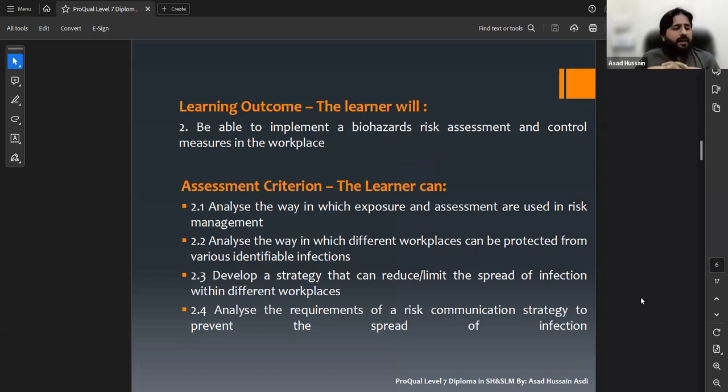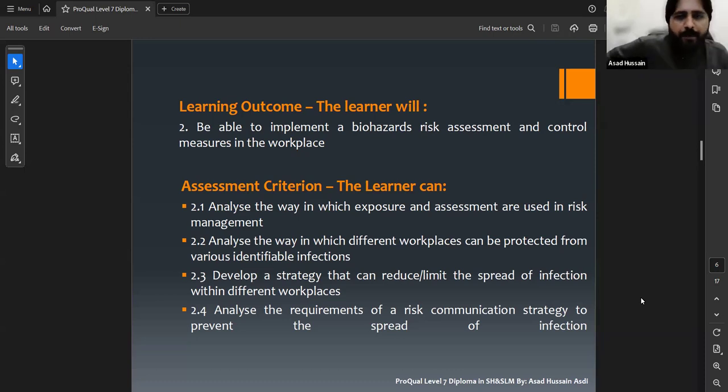Sorry. So here in these assessment criteria, we can see that in the first learning outcome we have 3 assessment criteria for this unit. And for the second learning outcome of unit 3, we have 4 assessment criteria. The first criteria is 2.1, analyze the way in which exposure and assessment are used in risk management.